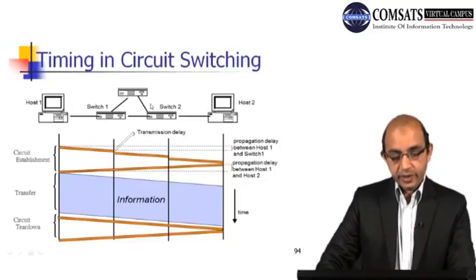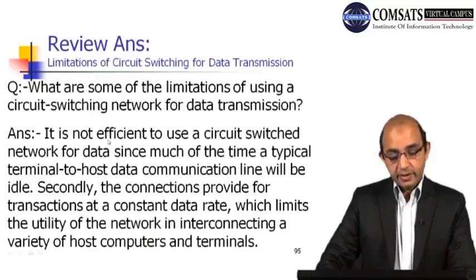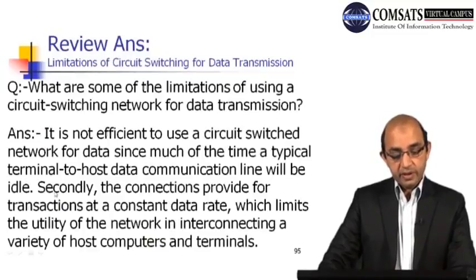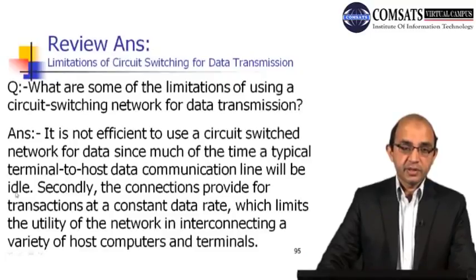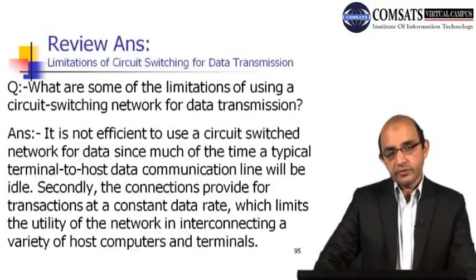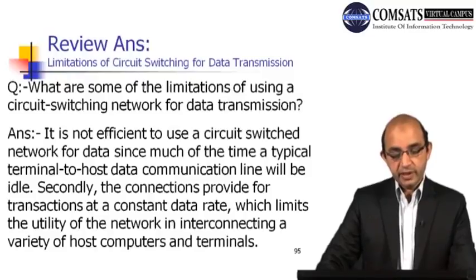So here we have the circuit switching in the context of computer communication, right? So here is the answer. Circuit switch networks are poor for data, since much of the time a typical terminal-to-host data communication line will be idle. We need to establish a connection before starting the actual data. So if nothing has to be transmitted, the connection will stay there and sit idle, and we will be wasting a lot of resources. So this is one of the reasons that we should not use circuit switching for data transmission, right?